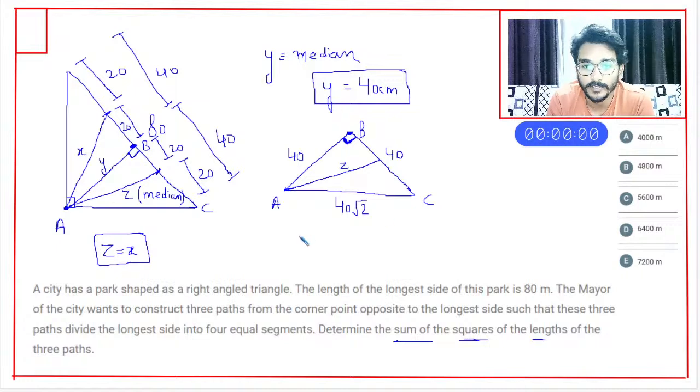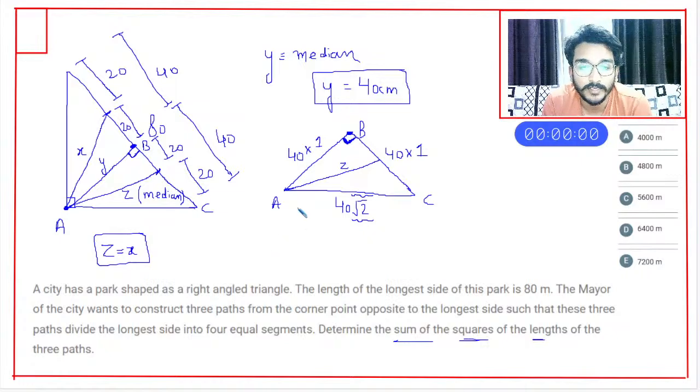I will apply the Apollonius theorem here. To apply the Apollonius theorem, I'm just constructing a triangle ABC. Okay, let me just apply it here. I'm not applying it over 40 because 40 is like the HCF for me. I'm applying it over 40 multiplied by 1, 40 multiplied by 1, and this root 2 part. So I'm applying it over 1, 1 and root 2.